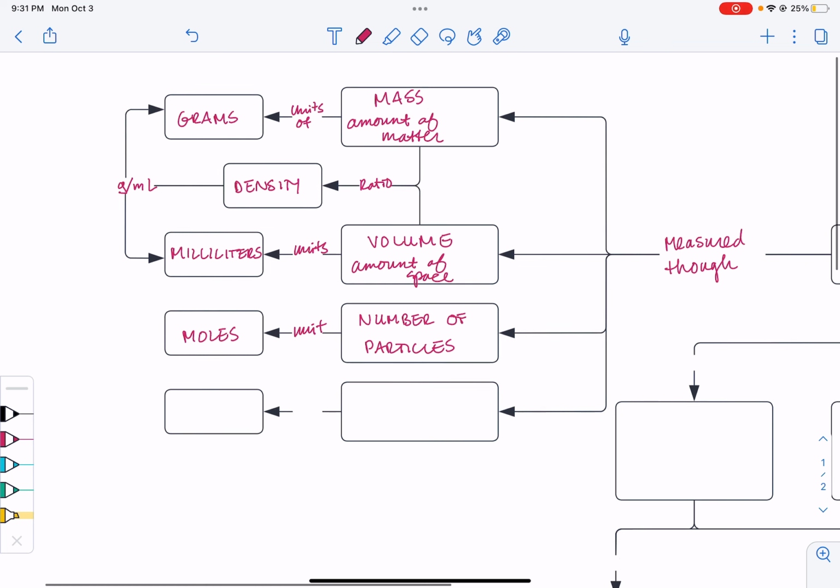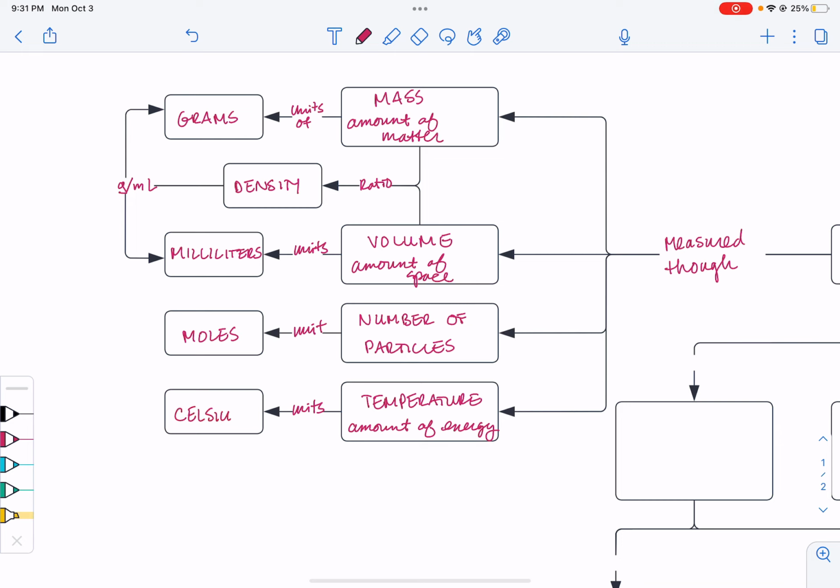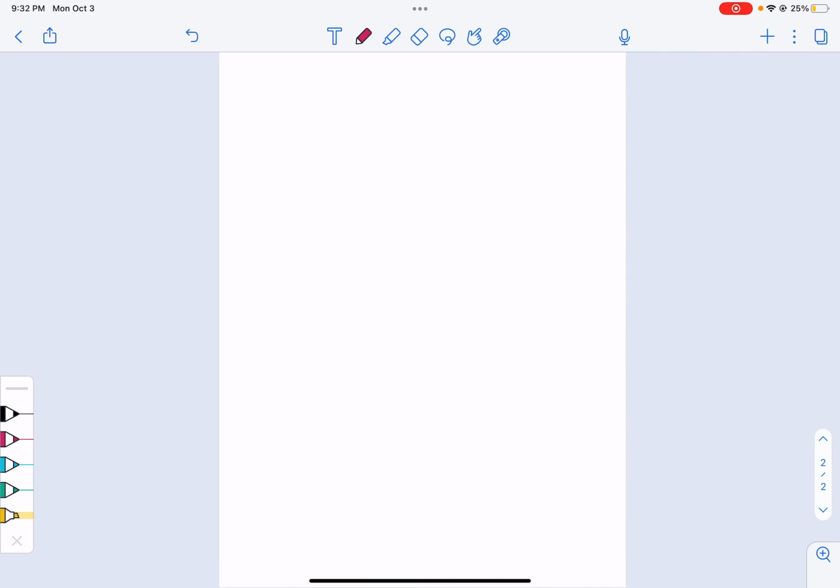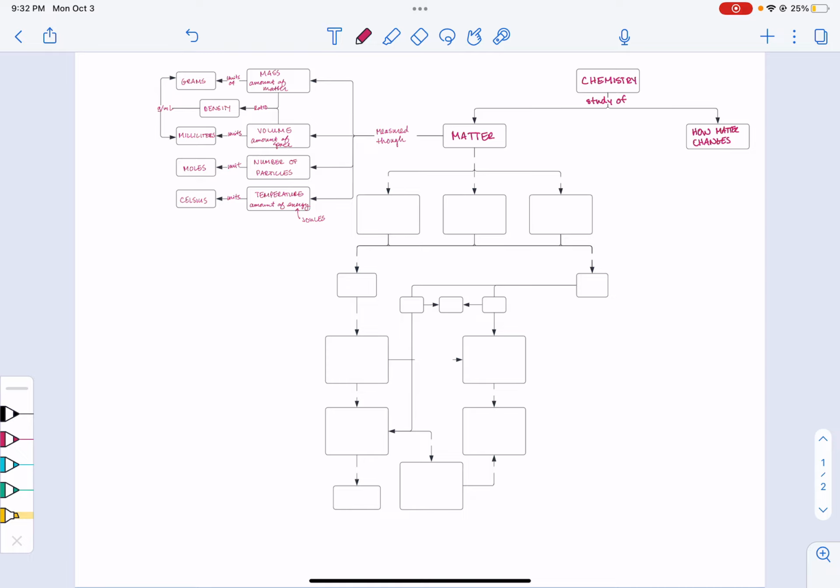We can measure matter finally through its temperature, which we use to measure the amount of energy. And units for temperature are Celsius, whereas the units for energy would be joules. So that's how we can measure all of our matter. Now let's look at how we can classify our matter.